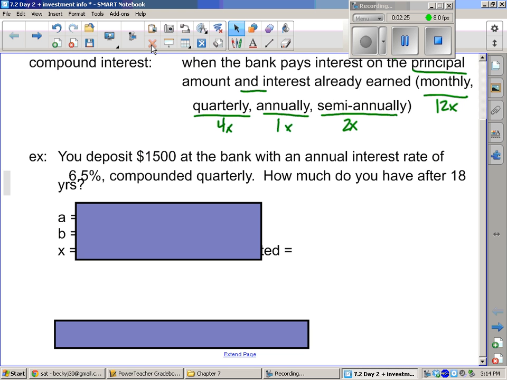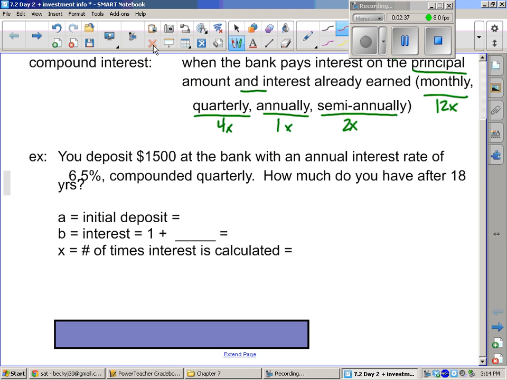All right, you deposit $1,500 at the bank, with an annual interest rate of 6.5%, compounded quarterly. How much do you have after 18 years? So this is exponential growth, which means we can use our equation that we've been talking about for the past few days, y equals a b to the x power. A is always going to be your initial amount, so that's 1500 bucks.